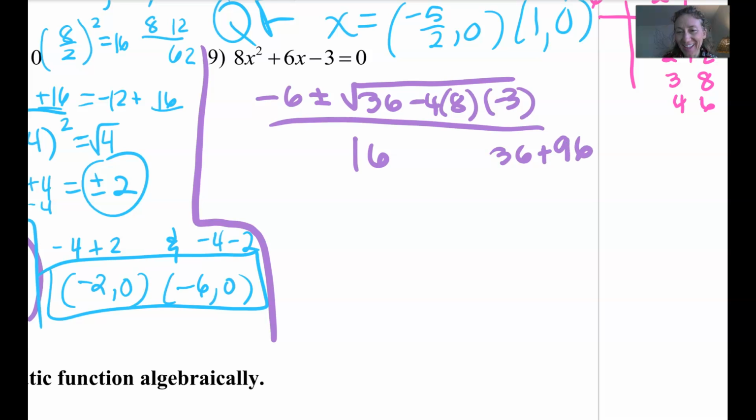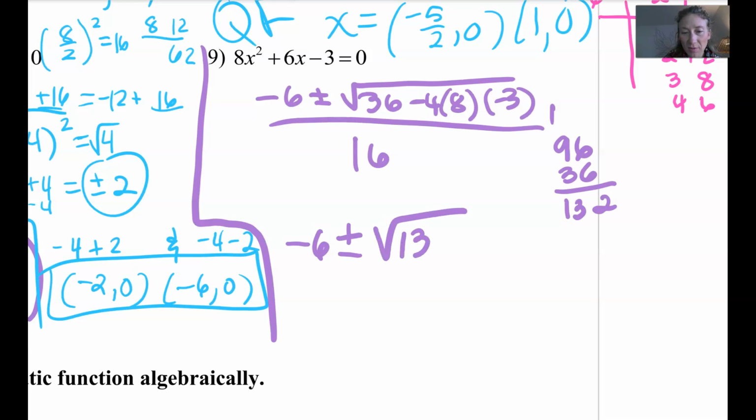So I can't add like that. I have to add like this. 96 and 36. Carry the 1. 9 and 3 is 12. So this is 132. Okay. So I have negative 6 plus or minus the square root of 132 over 16. Did you know that 132 is 12 times 11? I did.